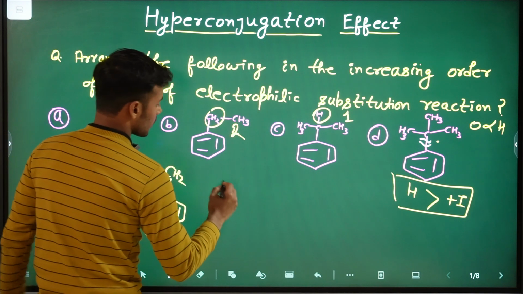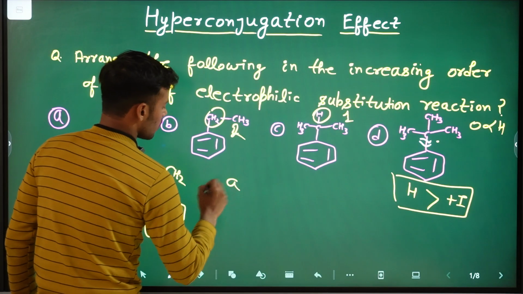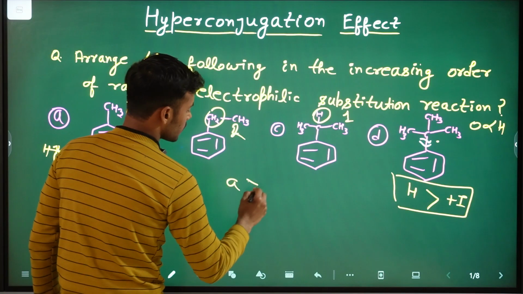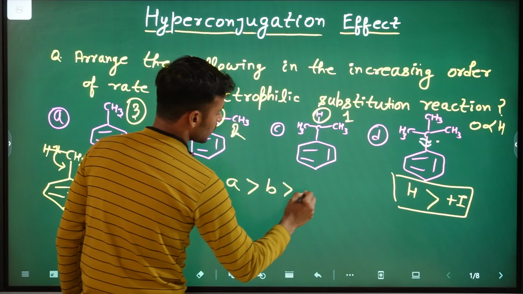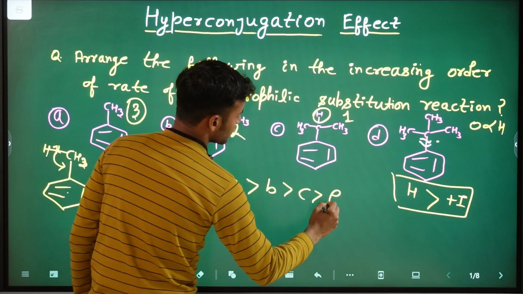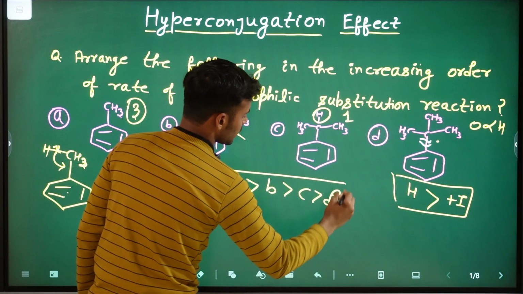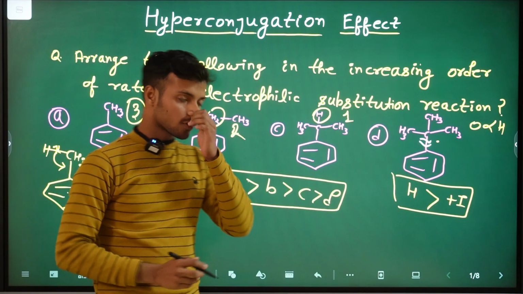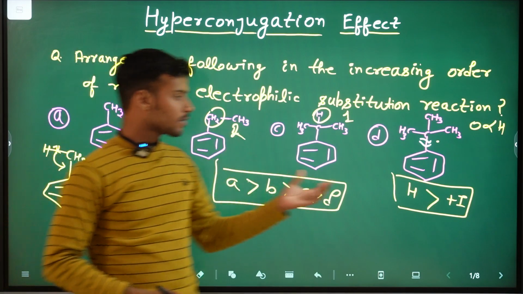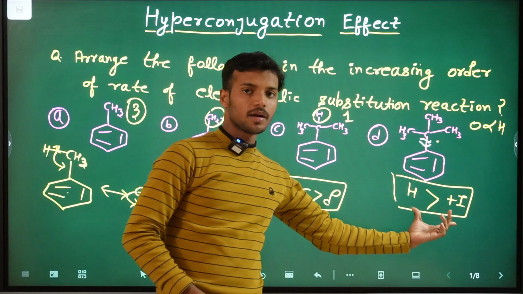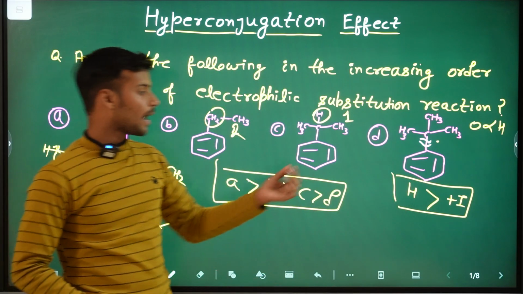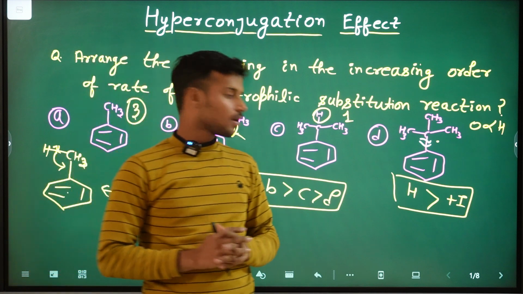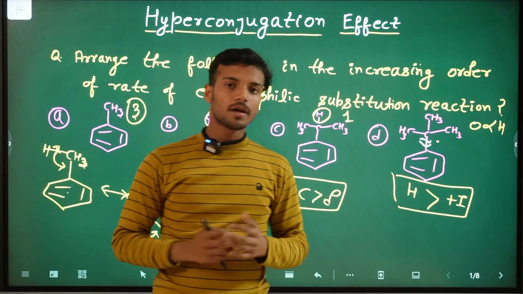So what is the order of electrophilic substitution reaction? A, B, C and D. This is the correct answer. So whenever in a question both effects are applied, we consider only the hyperconjugation effect, because hyperconjugation effect is dominant over the plus I effect.